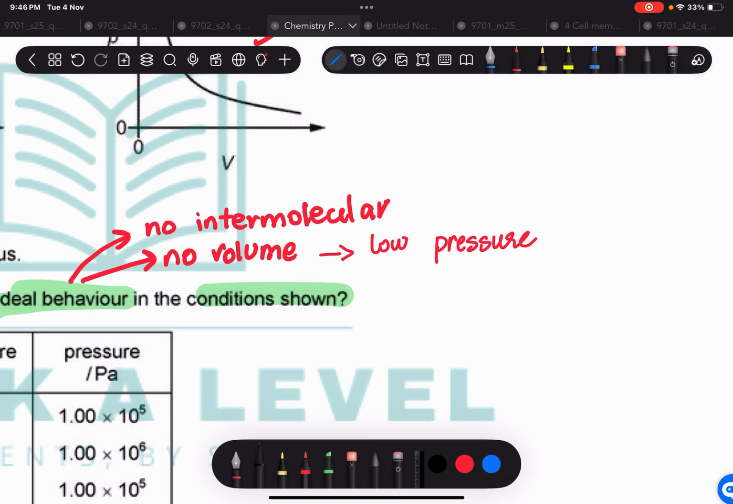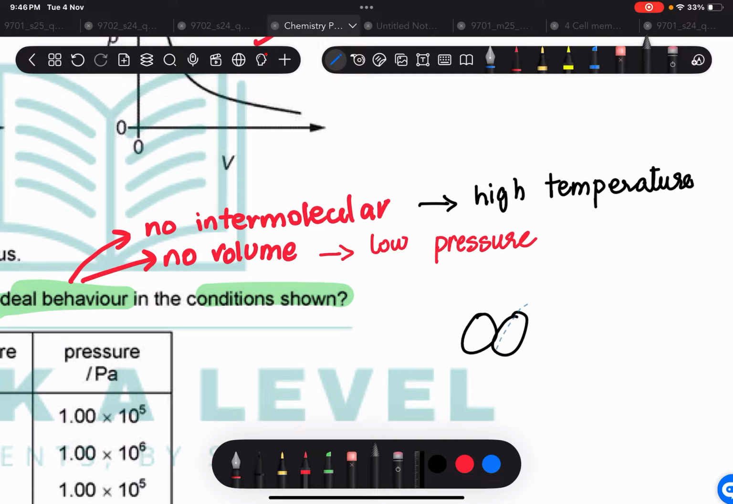Okay, next, no intermolecular force. You should have high temperatures for this, because as you increase the temperature, molecules start to vibrate and move away from each other, and when they move away, they break the intermolecular forces. These are 2 molecules attached to each other. You increase the temperature, and that is what happens. So for an ideal gas, the 2 conditions are high temperature and low pressure.